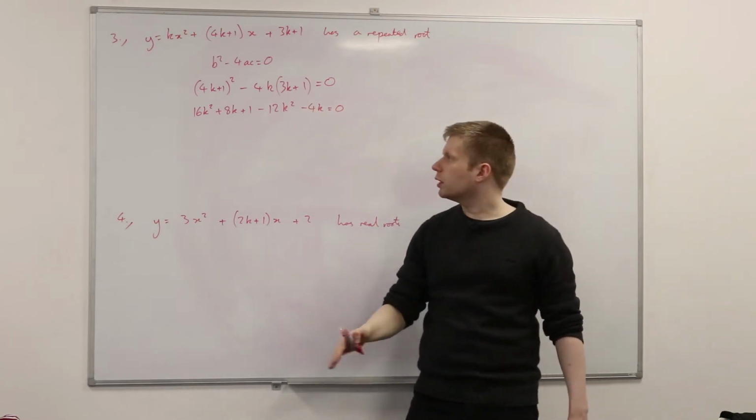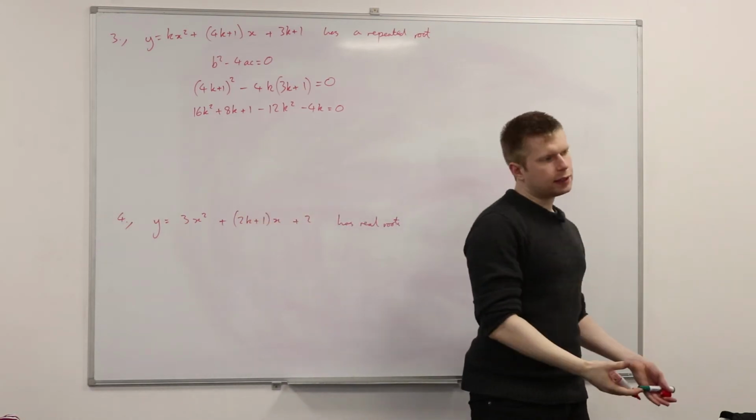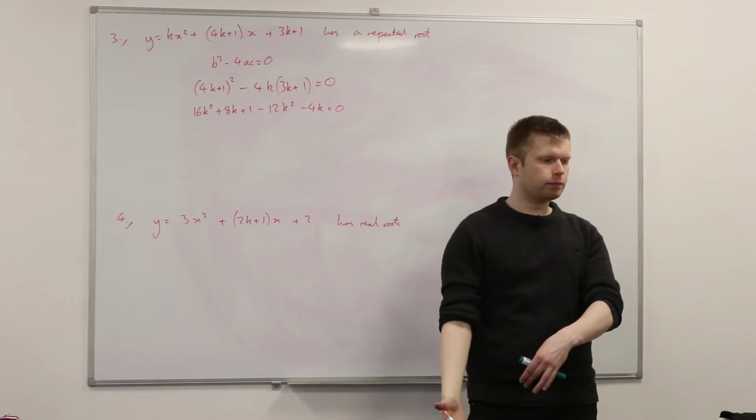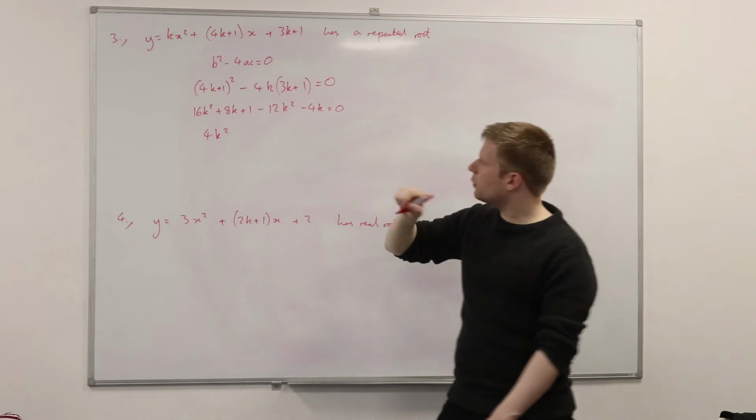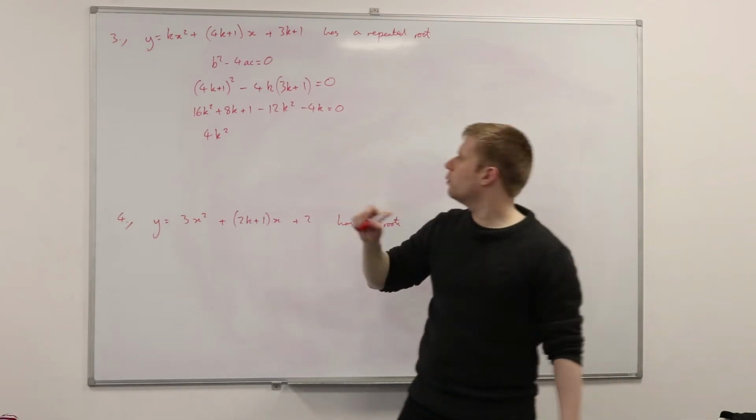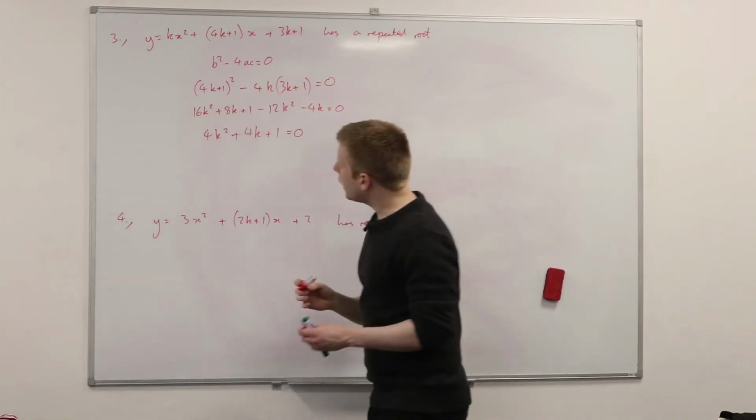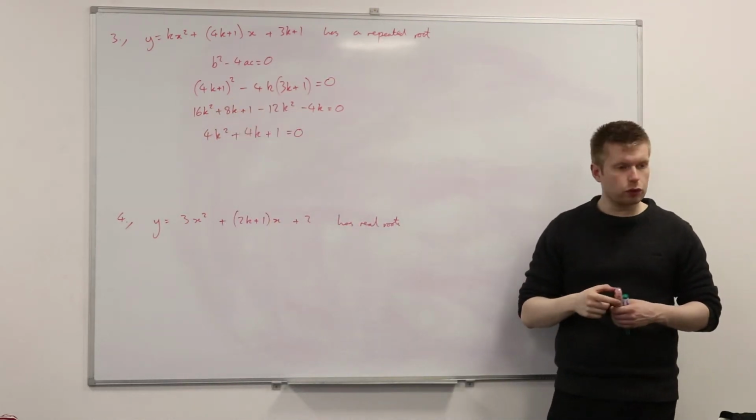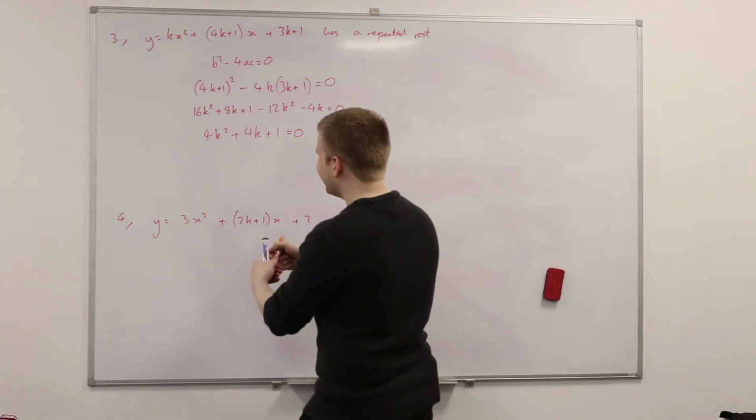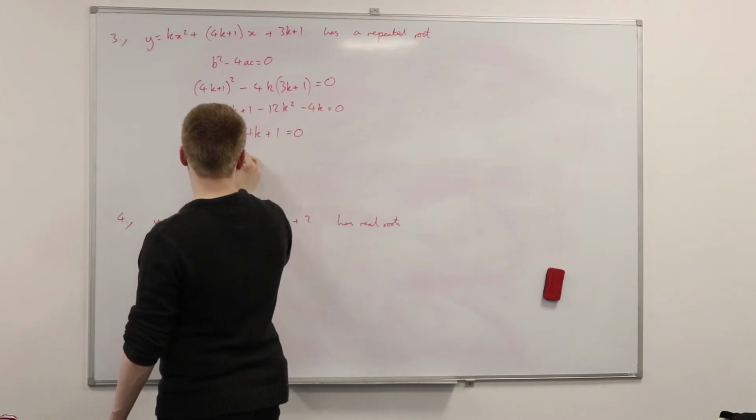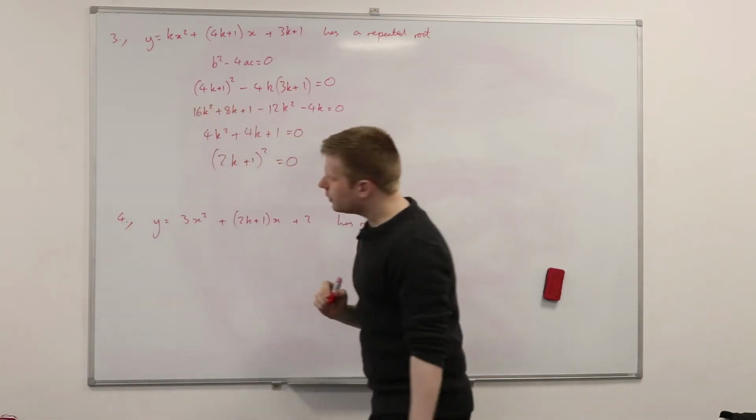Good? Now let's tidy this up. I see a couple of k squareds in there. What's 16k squared take away 12k squared? 4k squared, good. What's 8k take away 4k? Well done. We just have a plus 1 there. Now that's just an ordinary quadratic. Could you go ahead and solve that for me? 2k plus 1 squared. Perfect.